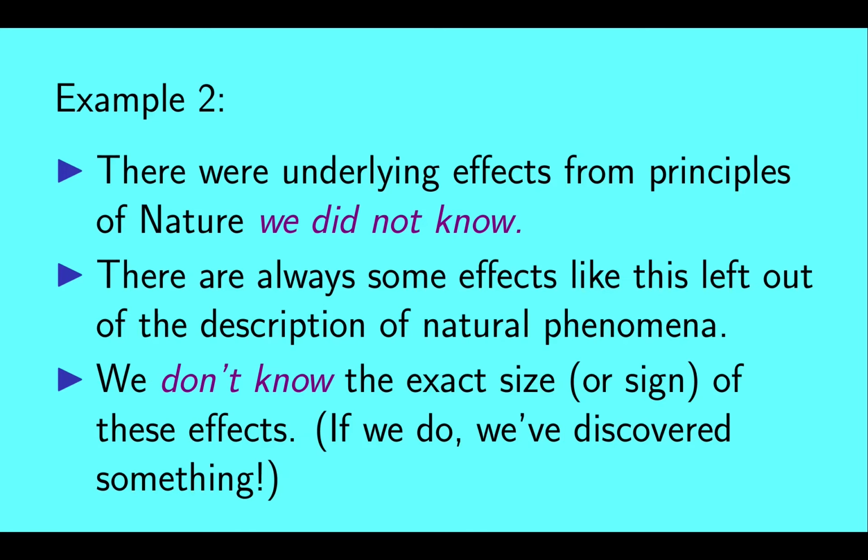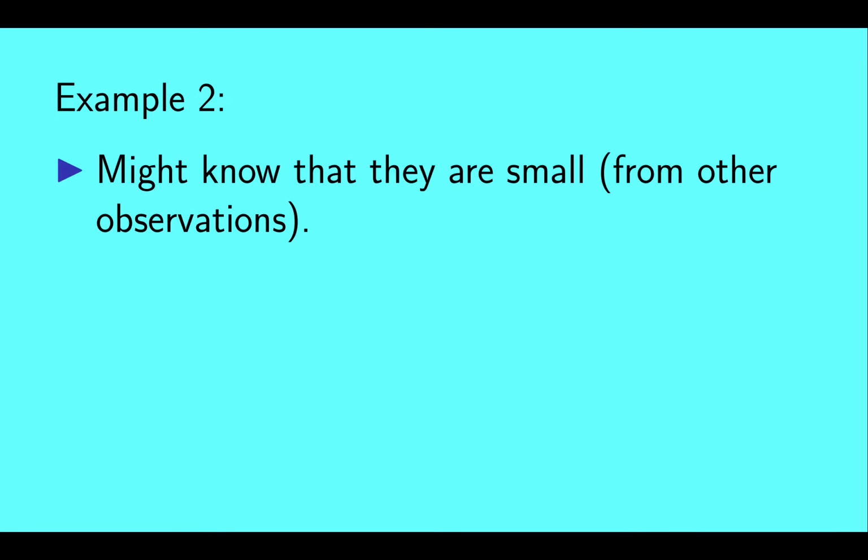Just like in the previous example, we don't know the exact size or sign of these effects. Or at least, since they are from unknown principles of nature, if we somehow do learn the sizes of these effects, that probably means we've discovered something about the universe. Now, we might know that these effects from unknown principles are small, from other experiments and observations that have already been done.